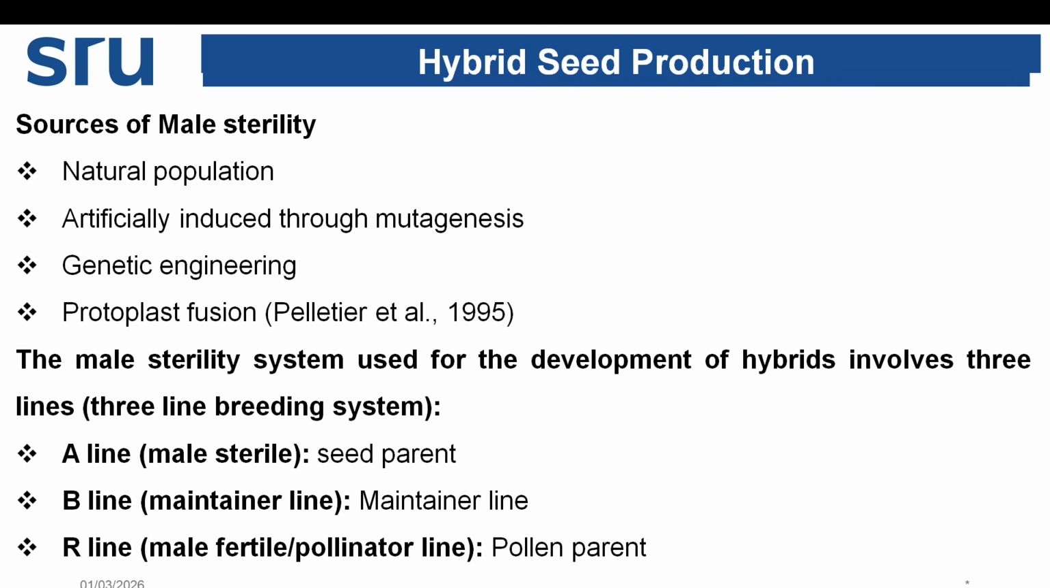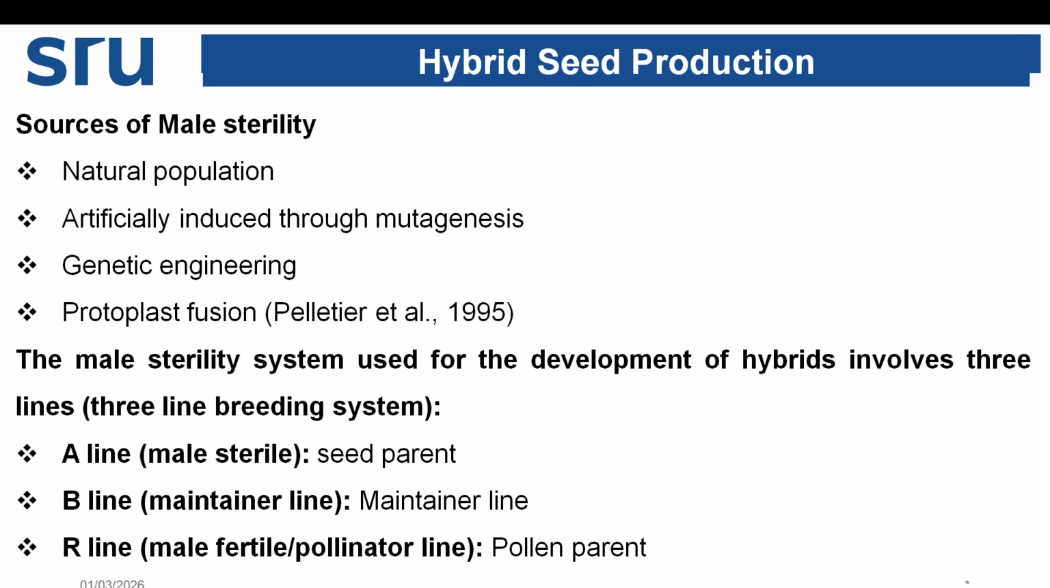What are the sources of male sterility? There are different sources, like natural populations. Artificially, you can induce it through mutagenesis, and also through genetic engineering and protoplast fusion. The male sterility system used for the development of hybrids involves 3 lines, that is the 3-line breeding system.